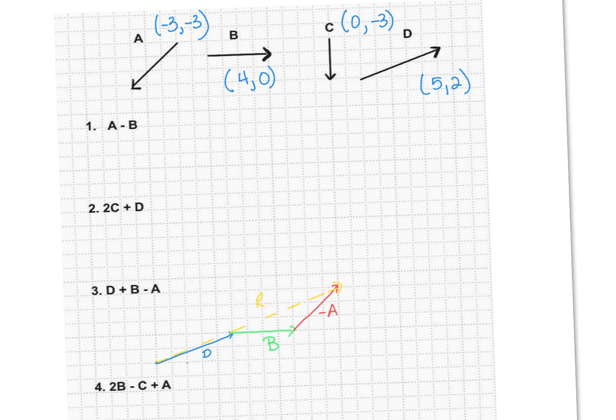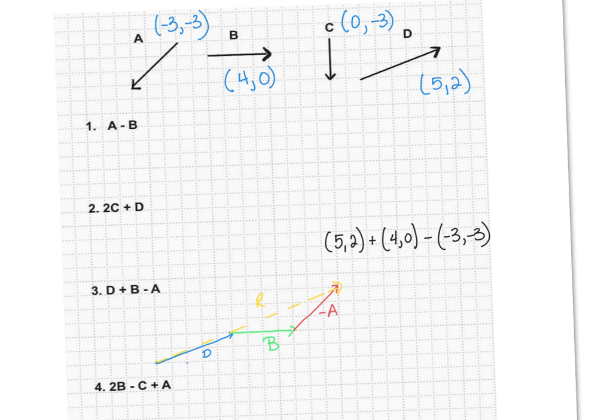As far as your X and Y resultant, there's a couple ways to think about this. You could just count, right? I could literally start here and count how far I moved right and how far I would move up. You're going to get the same answer. Or you can add and subtract them. I can go back and list those things that I did at the top. I have D, that's 5, 2, plus B, that's 4, 0, minus A, that's -3, -3.